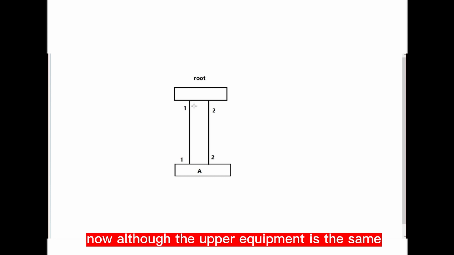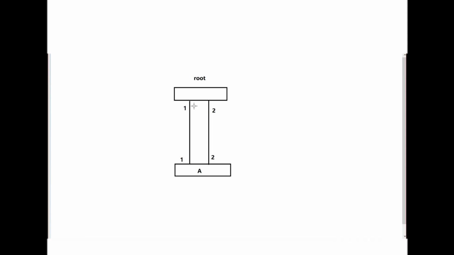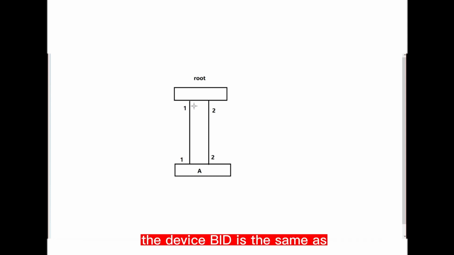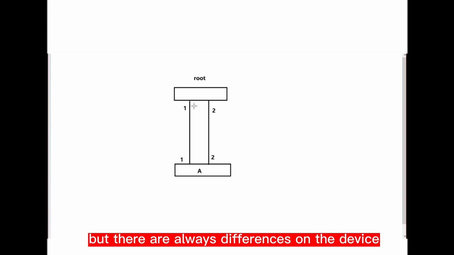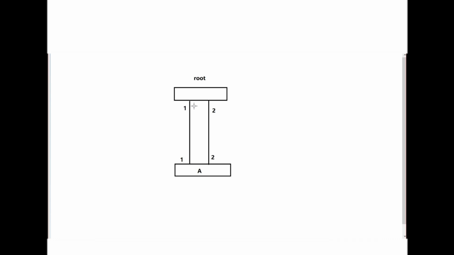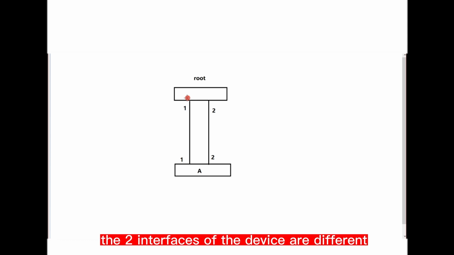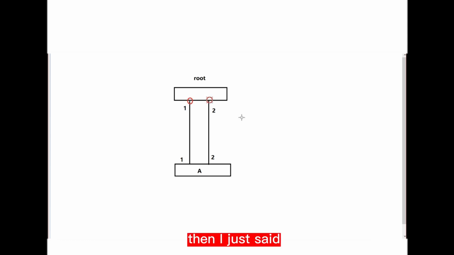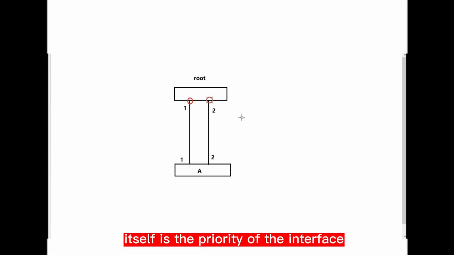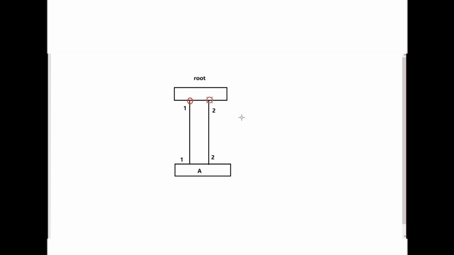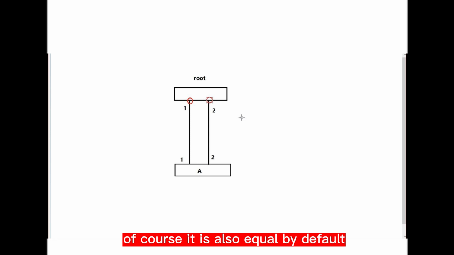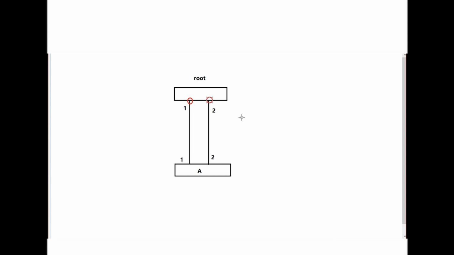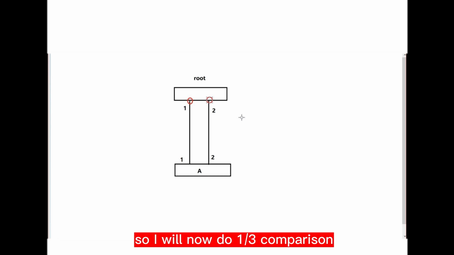Now although the upper equipment is the same, and the device bridge ID is the same, there are always differences on the device. For example, the two interfaces of the device are different. Then I just said, the PID itself is the priority of the interface. Of course it is also equal by default. But the port numbers are inconsistent. So I will now do a third comparison.